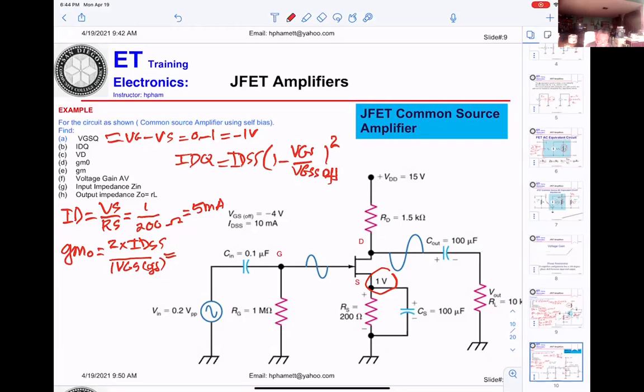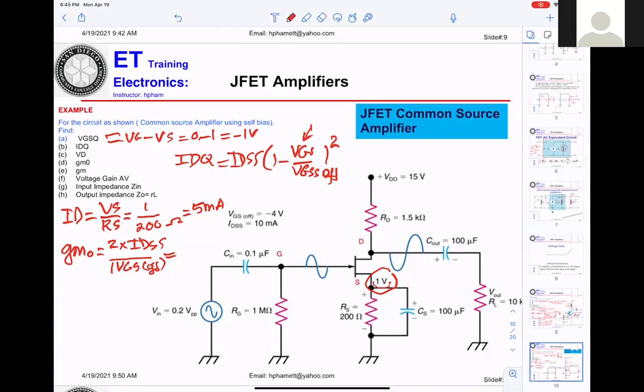Okay, so you can use this one. When you get the VGS, you substitute into here, since we got VGSQ already. But the thing is they must have given you VS, correct? Right, they give you VS.